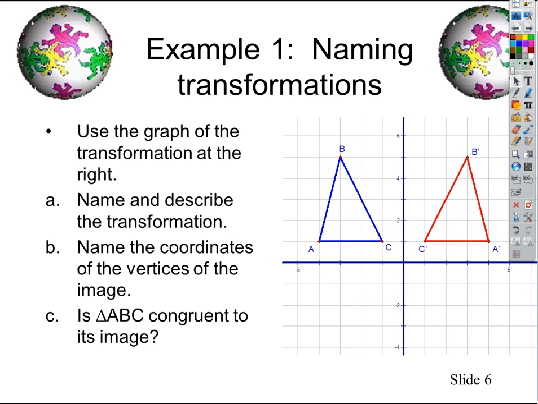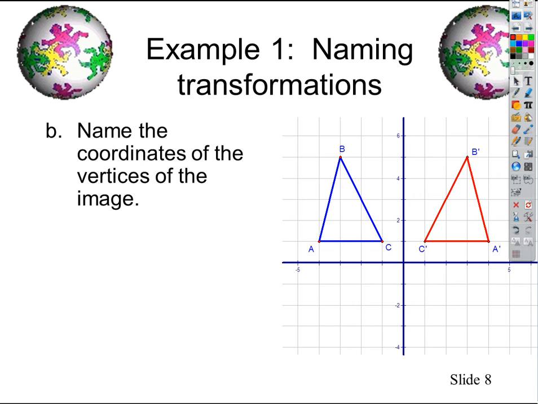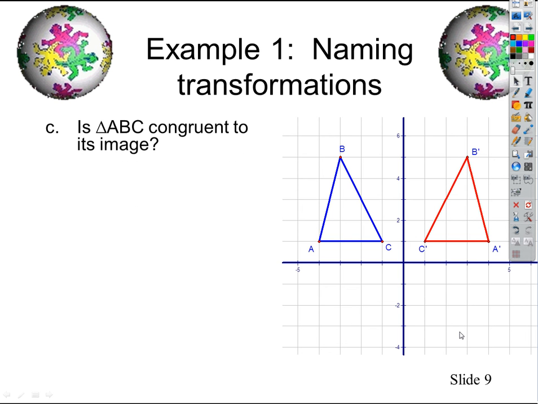At first, if you don't look closely, it might even look like a translation, but it's not. If it were a translation, if I were to slide to the right, for example, to get the red image from the blue pre-image, then A would give us an A prime right there, wouldn't it? But it doesn't. It's clear over here. So it's been reflected over the y-axis, hasn't it? Right? Okay, transformation is reflection in the y-axis. The coordinates of the image we'd call A prime, B prime, C prime, because they come from the ABC.